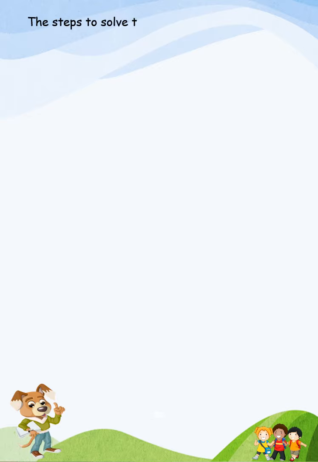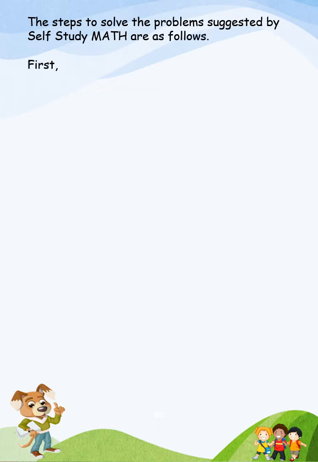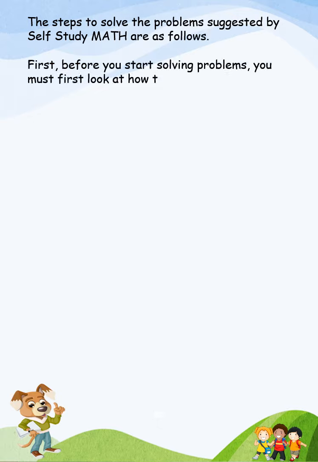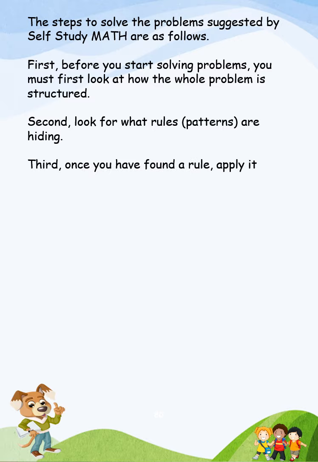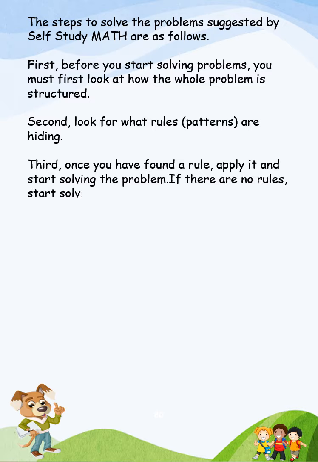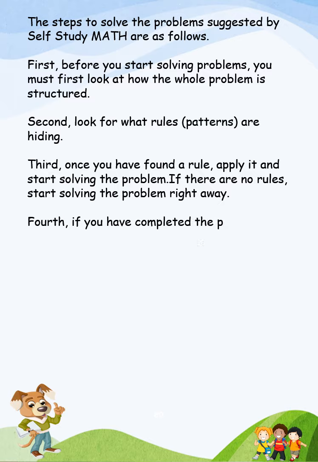The steps to solve the problem suggested by Self-Study Math are as follows. First, before you start solving problems, you must first look at how the whole problem is structured. Second, look for what rules, patterns, are hiding. Third, once you have found a rule, apply it and start solving the problem. If there are no rules, start solving the problem right away.